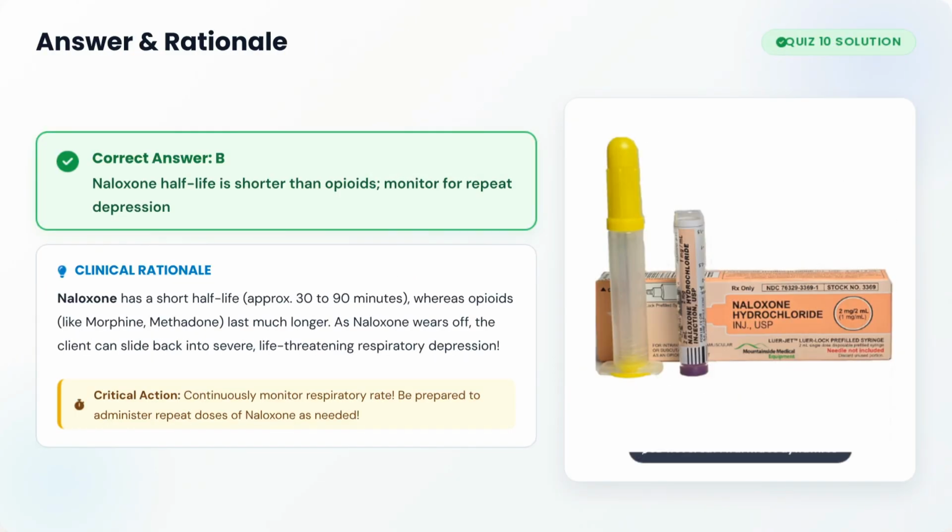The correct answer is B. That the duration of action of naloxone is shorter than most opioids, risking recurrent sedation. Because naloxone's half-life is brief, the nurse must continuously monitor the respiratory rate and be prepared to administer repeat doses.